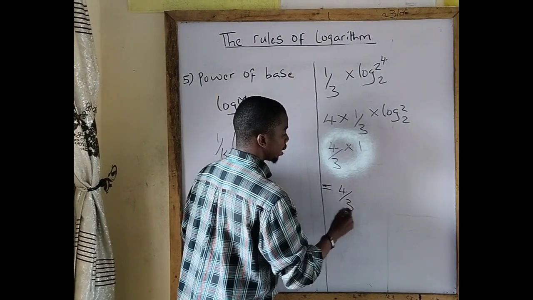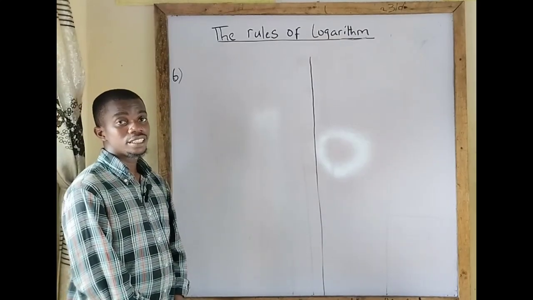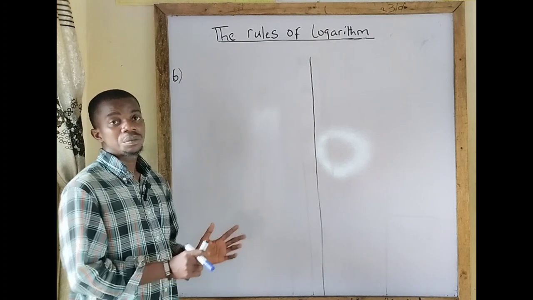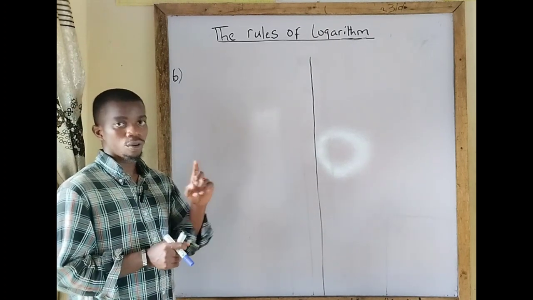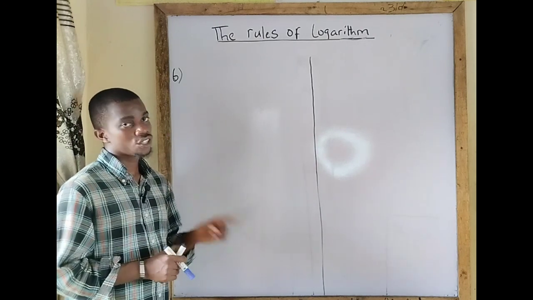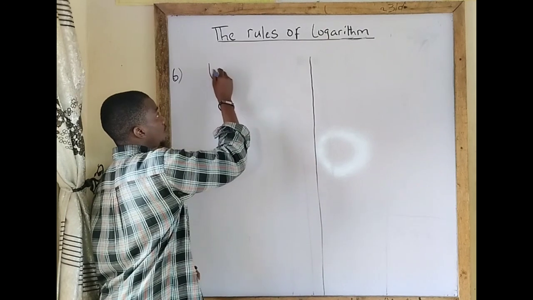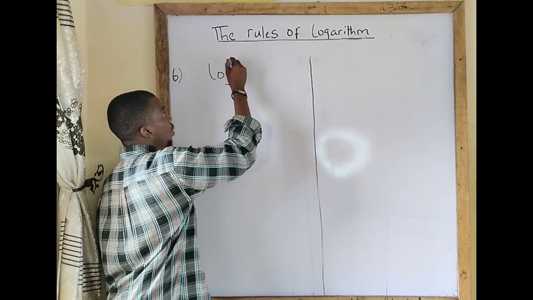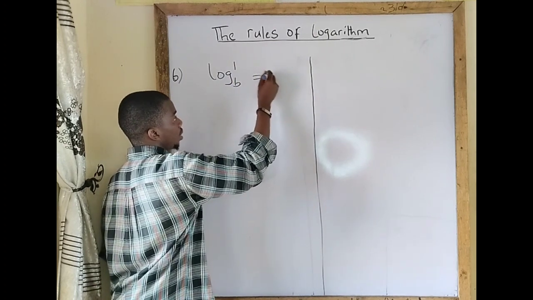The next law we are going to consider is the law that says that the log of 1 to any base is equal to 0. This is what I mean, that log 1 to any base is equal to 0.